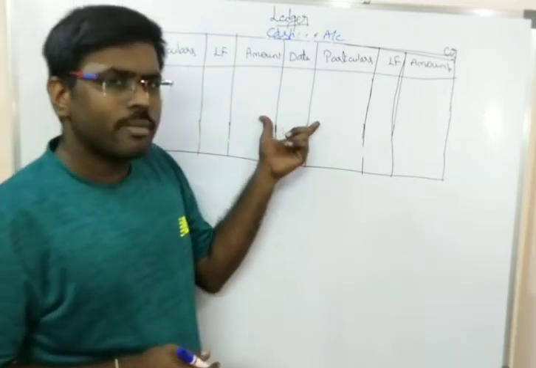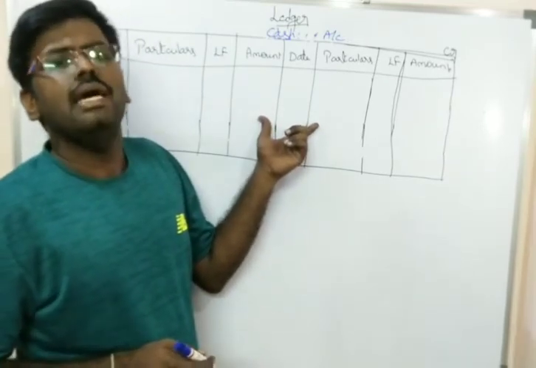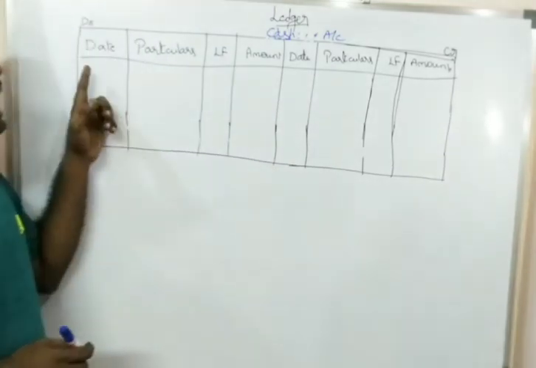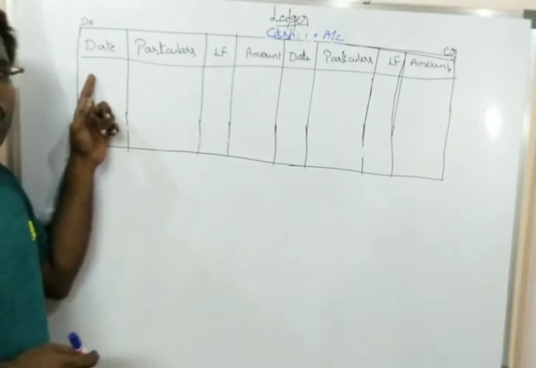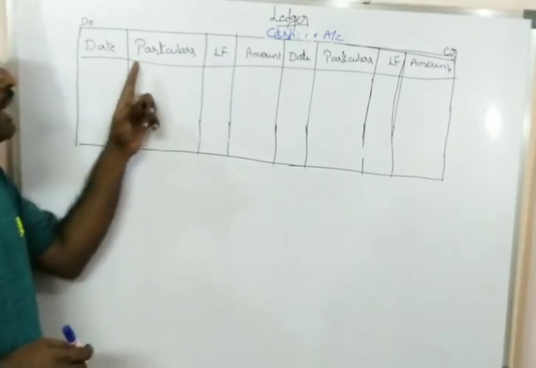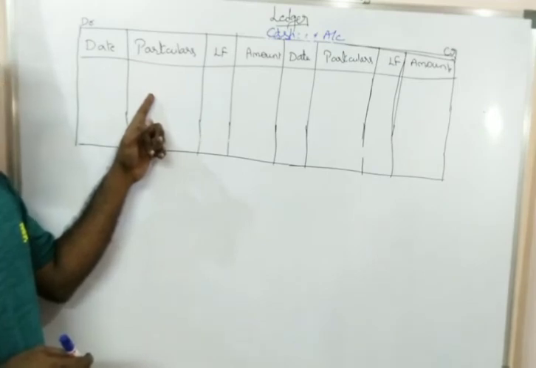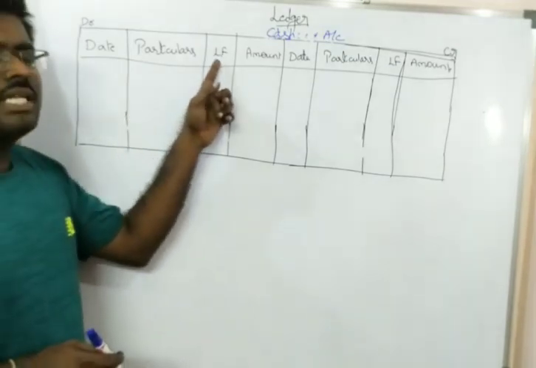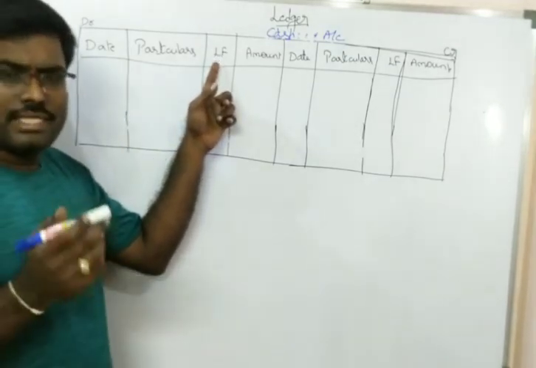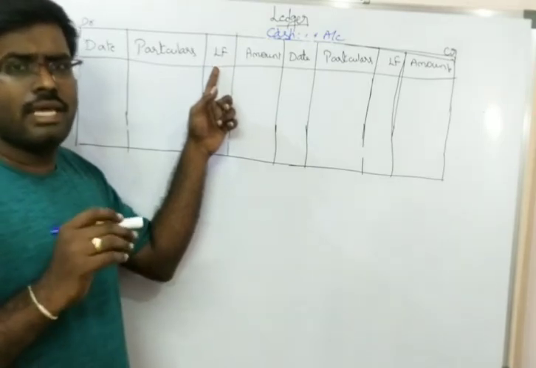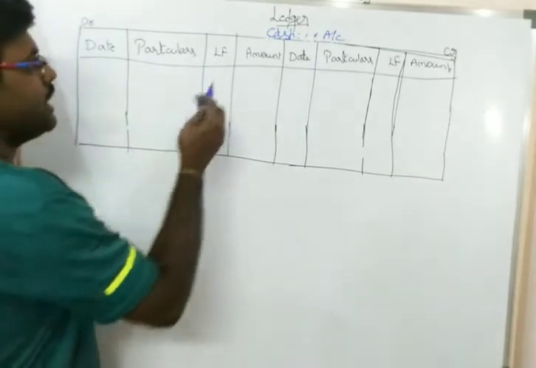This is the pro forma which we will follow in the preparation of ledger accounts. Under the date column we will record the date of entry. Under particulars we will write the name of the account. LF stands for ledger folio, as in the journals we have seen LF. Sorry, here it is JF.